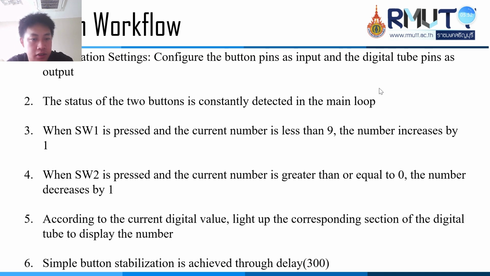When SW1 is pressed and the current number is less than 9, the number increases by 1. When SW2 is pressed and the current number is greater than 0, the number decreases by 1. According to the current numerical value, light up the corresponding segments of the digital tube to display the number. The sixth one is that simple button debouncing is achieved through delay 300.